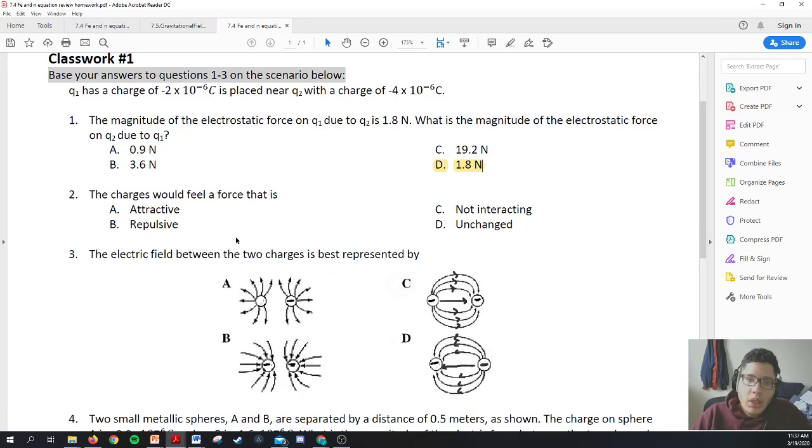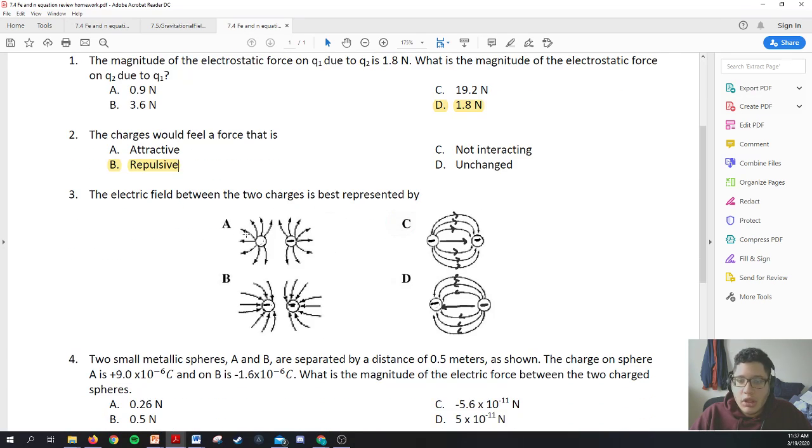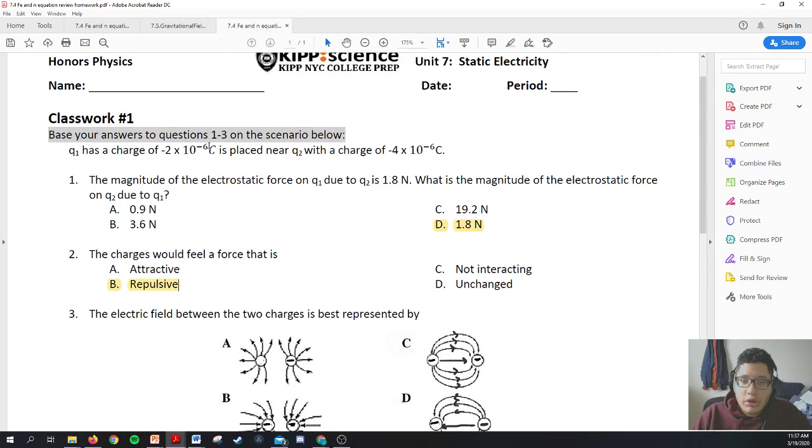Cool. Number two, the charges would feel a force that is. Okay, so we've got a negative 2 times 10 to the negative 6 coulomb charge here, and a negative 4 times 10 to the negative 6 coulomb charge here. Negative and a negative should be repulsive. That is my answer for number two. Number three, the electric field between the two charges. So this is still talking about these two charges up here.